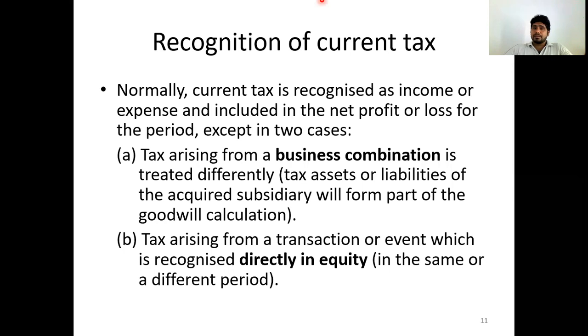But you can't recognize current tax in the following two circumstances. Number one, the tax arising from business combinations. Business combination, you know, mergers and acquisitions, where the holding company purchases a subsidiary company, joint ventures, associates. In that kind of event, some tax will arise, but LKAS 12 does not recognize that sort of tax here. The tax arising from a business combination is treated differently. Tax assets or liabilities of the acquired subsidiary will form a part of the goodwill calculation. So when you study consolidated financial statements, you will calculate goodwill. At that moment, you can recognize this kind of taxes.